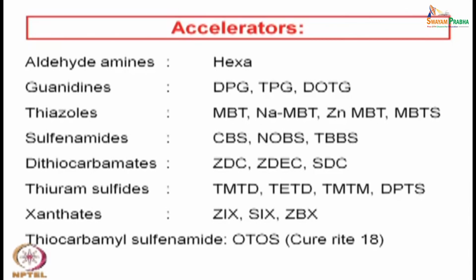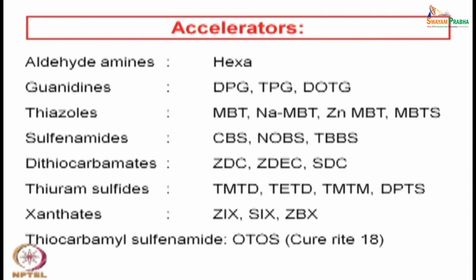In the previous lecture of rubber products, I was discussing the different types of accelerators used for the vulcanization or cross linking of different rubbers, natural rubber or synthetic rubbers. There are a large number of accelerators available for vulcanization of rubbers. Accelerators are used for accelerating the reaction between sulfur and rubber.